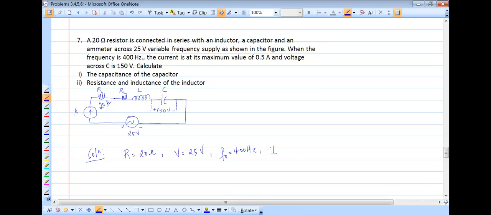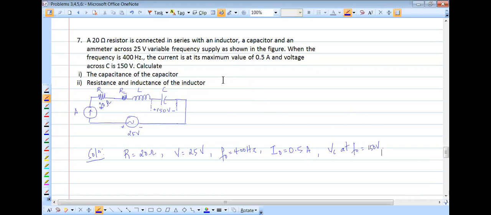What is the maximum current? The maximum current that is flowing is 0.5 amps, and along with this maximum current, the voltage across C at resonance is also given. So this is the voltage across C at resonance, that is Vc at f naught equal to 150 volts. Does everybody understand this? Now, what is asked to be found out?